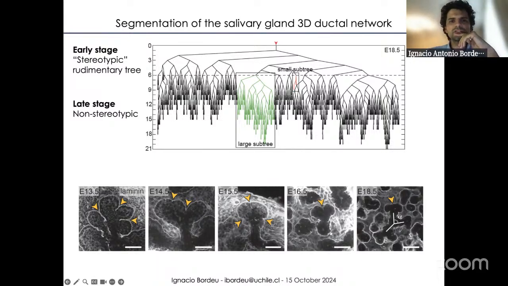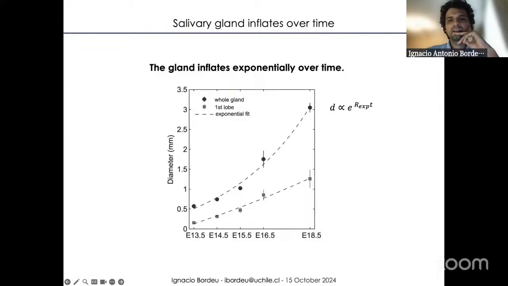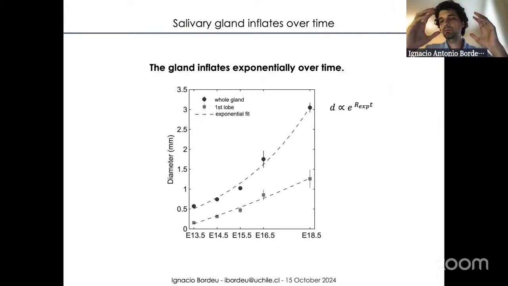So what we're going to try to understand is the later stages, the stages that are non-stereotypic, those that apparently follow a stochastic rule of branching. And as I was saying earlier, one thing we realized quite early on is that this tissue inflates over time. So you can imagine that the embryo is growing during development. The cavity where the salivary gland is located is expanding, and the salivary gland itself is expanding over time. And it's not expanding linearly, it's expanding exponentially.